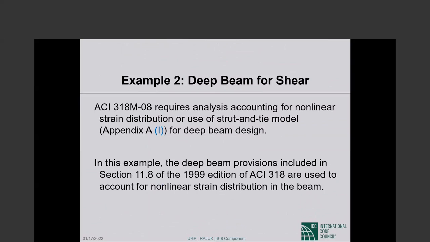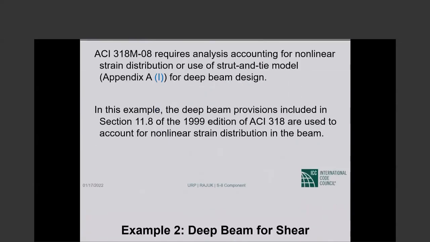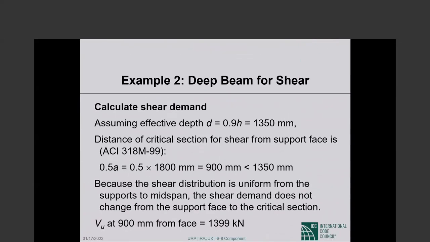ACI 318-08 requires analysis accounting for nonlinear strain distribution or use of strut-and-tie model for deep beam design. In this example, the deep beam provisions included in section 11.8 of 318-99 are used to account for nonlinear strain distribution in the beam. Okay, so this is what I basically wanted to show you, the way we typically have done it. So, assuming effective depth d of 90% of the total depth, d then comes to 1350 millimeters. That is an assumption, but not a bad assumption.